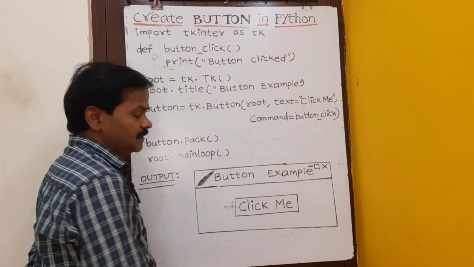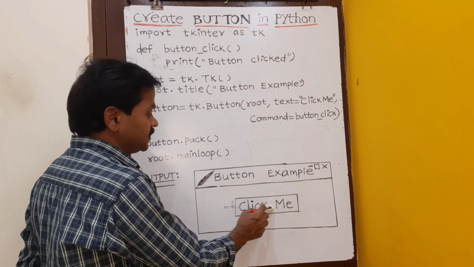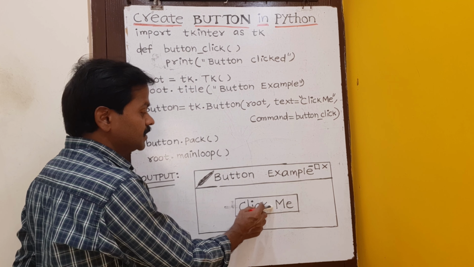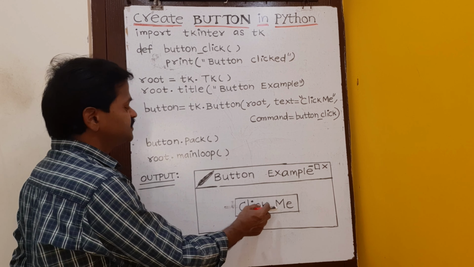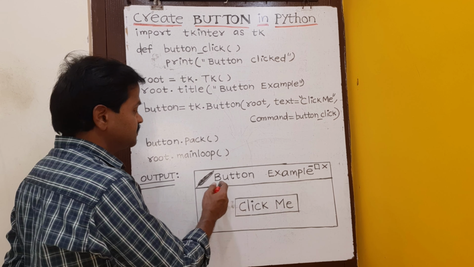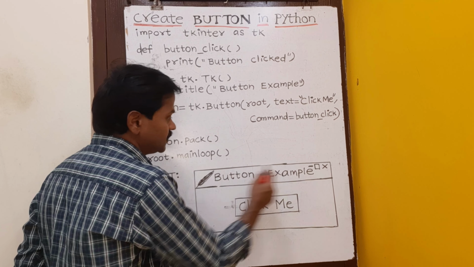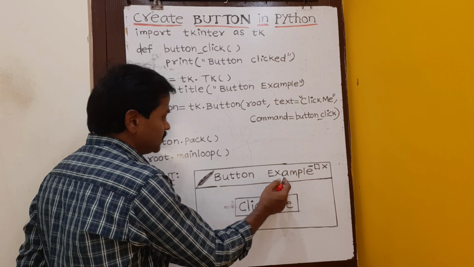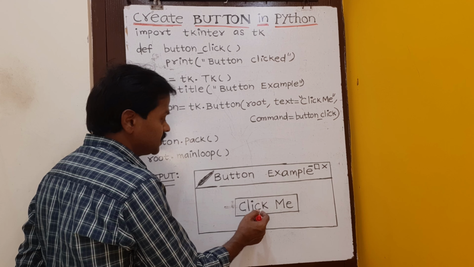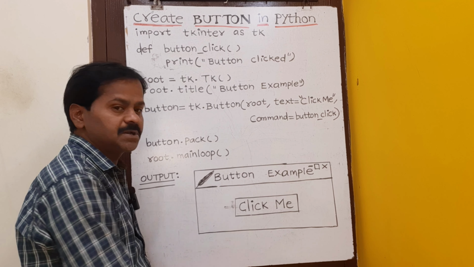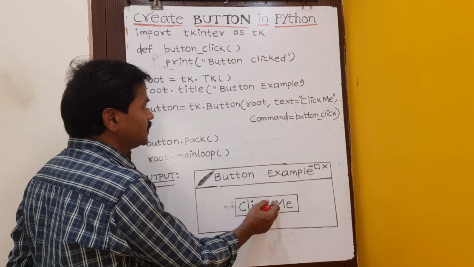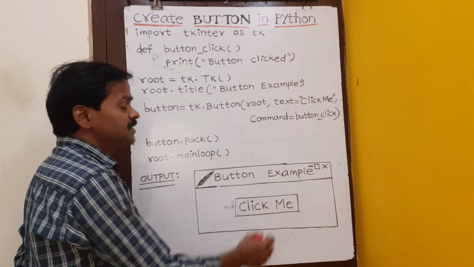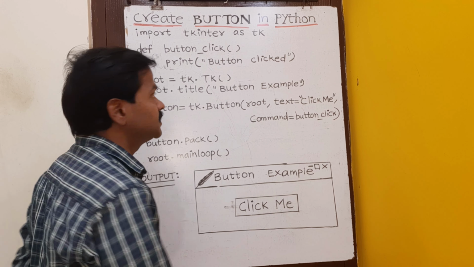The event will happen here. An action is called an event. Whenever I click on the button, an event will occur, then one message will be displayed, that is "button clicked". So this is the title of the frame, this is the frame or root window, this is the title, this is the button. Clicking on the button is called an event. When I click on this button, click me, the message will be displayed as "button clicked". For that we are going to write a Python program.